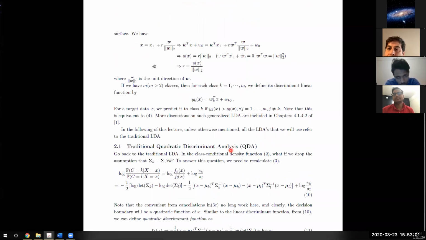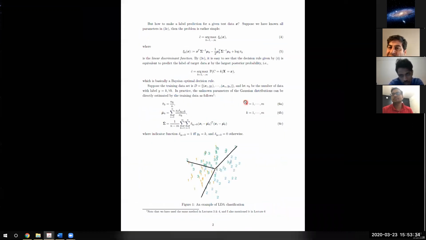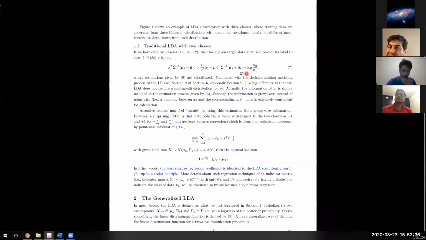What we're going to do is that for each class, we create a yK(x) equal to WK transpose x plus WK0. And then, suppose we have already trained our WK and WK0, for a target data x, we predict it to class K if yK(x) is the biggest one. Okay, so this is exactly the same as what we did in the traditional LDA. Remember traditional LDA, what we did? We used this form, see it? And this form is equivalent to what?